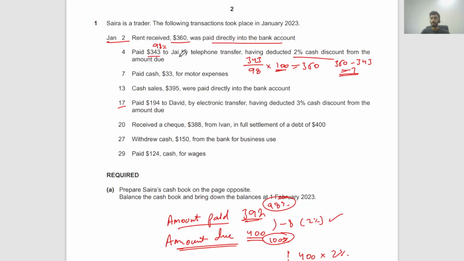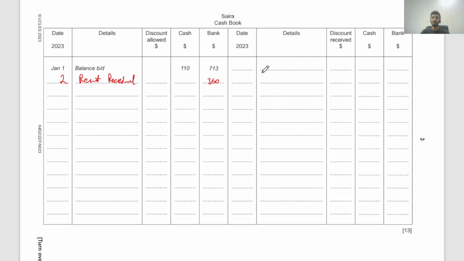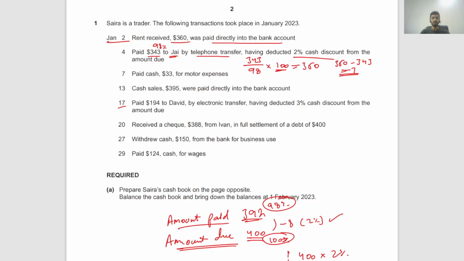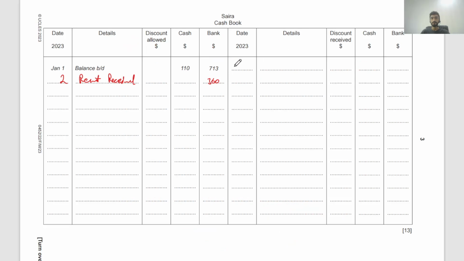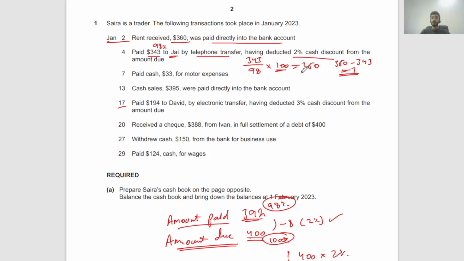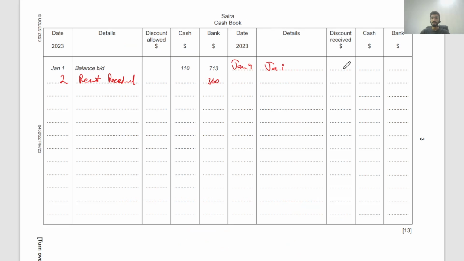So we paid that amount to J by telephone transfer. That doesn't matter, but it's paid to J. Well, that matters, the fact that it's paid through bank. Telephone transfer is just telephone banking, right? So when was that? January 4th. Jan 4, J. 350 was the original amount. 343 was paid.